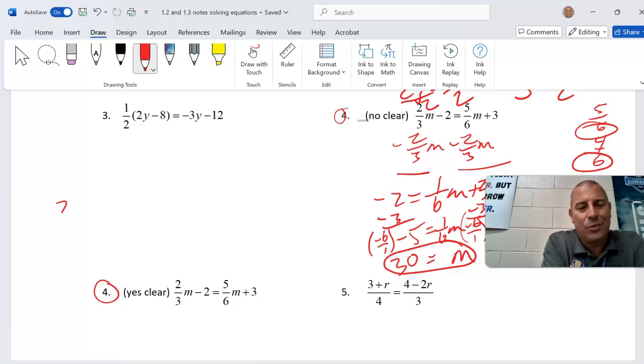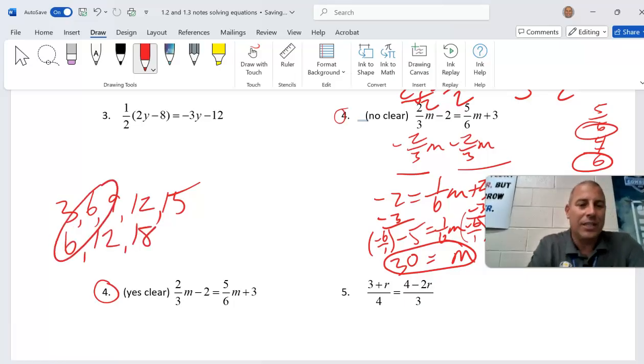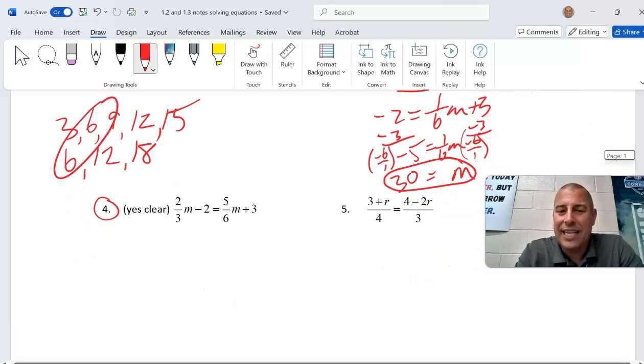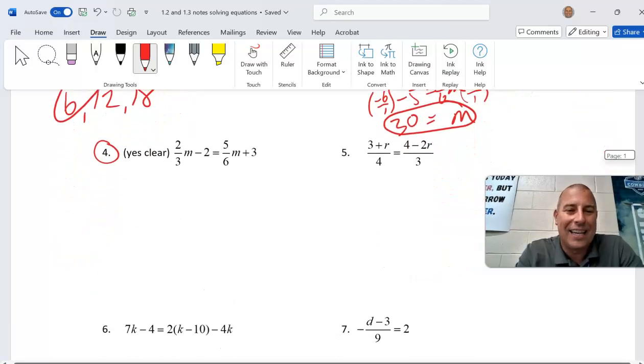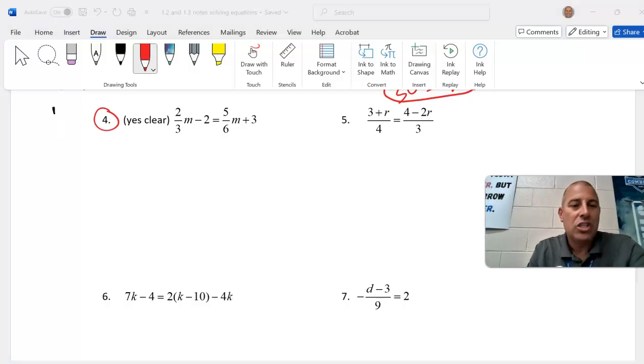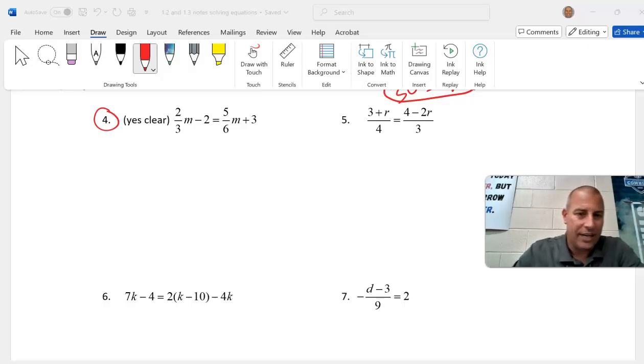What you're doing here is listing out your multiplication facts, and you're finding the smallest number that they have in common. You can see your 6s there. They've got a 12 in common, but the smallest number that they have in common is 6, and that's just going to make my life easier because it'll be smaller numbers. So we're going to multiply everyone by 6 because that is the least common multiple.